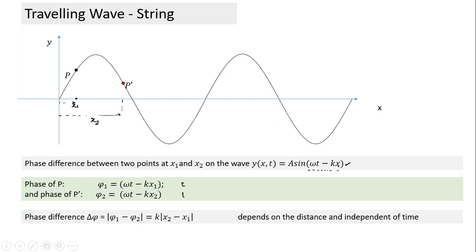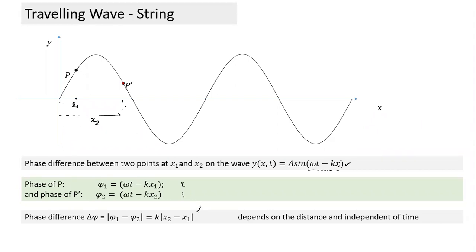So what is the difference in phase between the two? We take this as the phase difference. When we take the difference, you notice these two terms cancel out, and this becomes equal to k times x2 minus x1. So the t terms cancel out, and this term is independent of time.